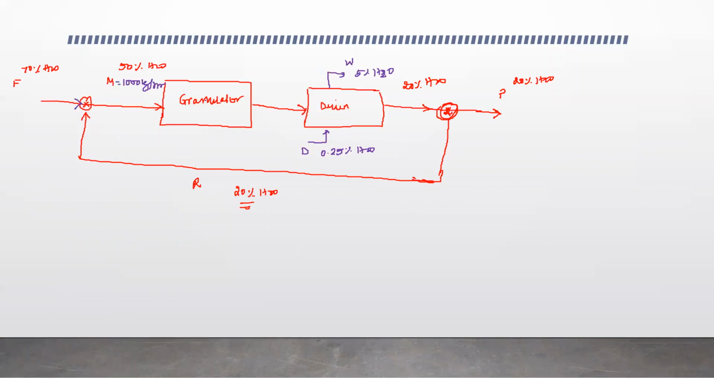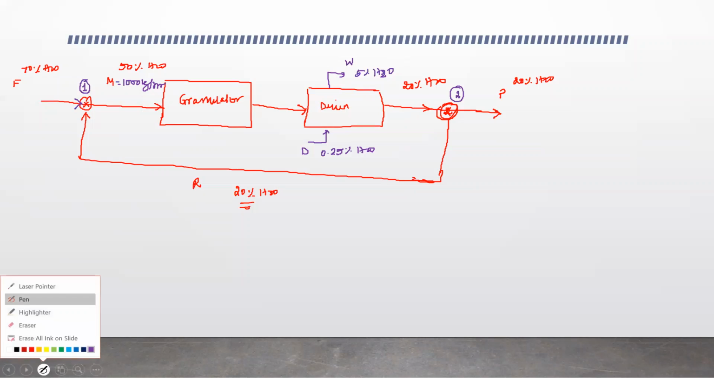Once that is done, we'll go on to material balance. As I told you, we can do material balance at junction number 1, at junction number 2, for the inner unit, and we can do the overall material balance. For now, let's do a material balance for junction number 1.